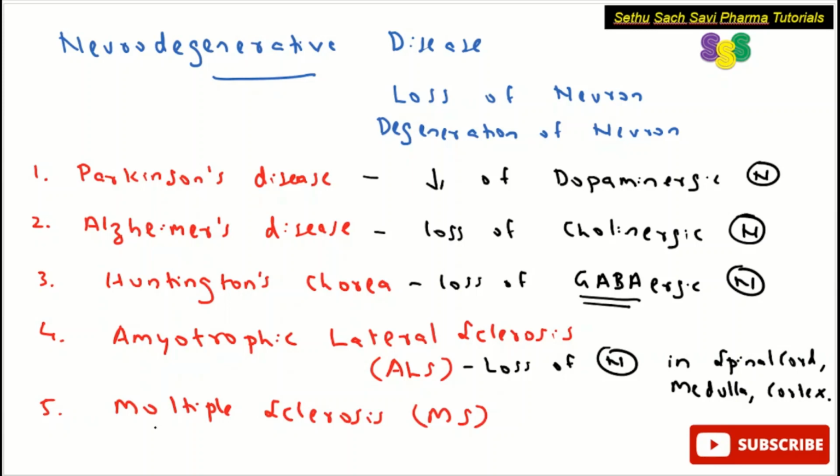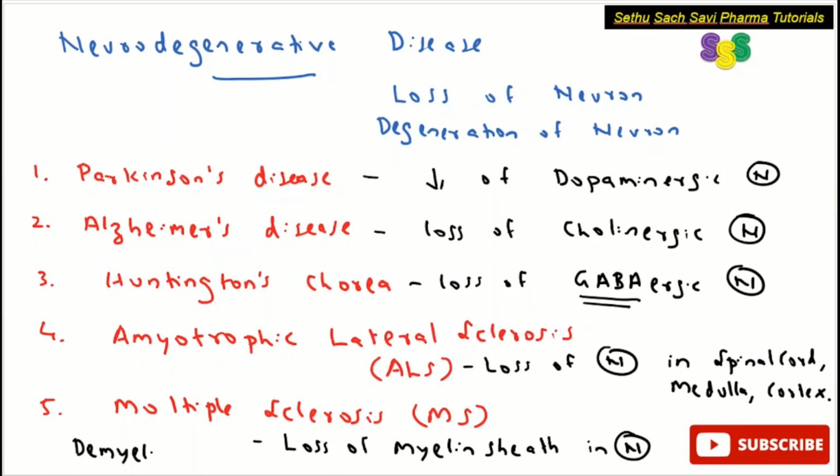Now coming to multiple sclerosis. Here basically there will be loss of the myelin sheath in the neurons. As you all know, the myelin sheath is a covering over the axons. So the loss of myelin sheath in the neurons will cause multiple sclerosis. That is also called demyelination.